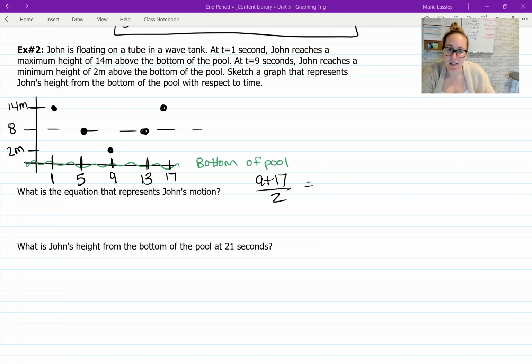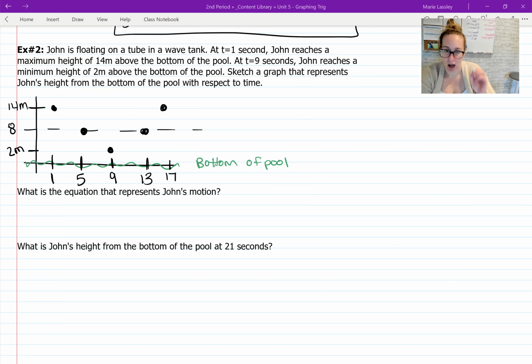And then to double check, these points should all be evenly spaced. So if you subtract 5 and 1, you get 4, right? There's 4 in between right here. That's plus 4. All of these other ones should also be plus 4. If they're not, then something has gone wrong.